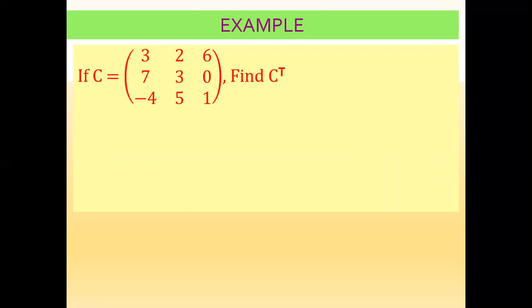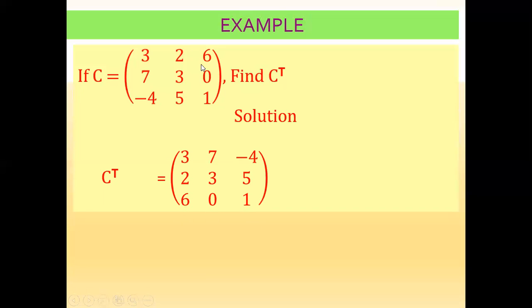So let's look at how to do it. We'll simply interchange. Remember, we're interchanging the rows and the columns. So this will become the first column, this will become the second column, and this will become the third column. Or you could do it the other way around. You could say this column becomes the first row, this column becomes the second row, and this becomes the third row. You could use whatever works for you. But if we do that properly, we should have 3, 2, 6 here goes here as 3, 2, 6. 7, 3, 0 goes here as 7, 3, 0, and minus 4, 5, 1 goes here as minus 4, 5, 1. So it's as easy as that.